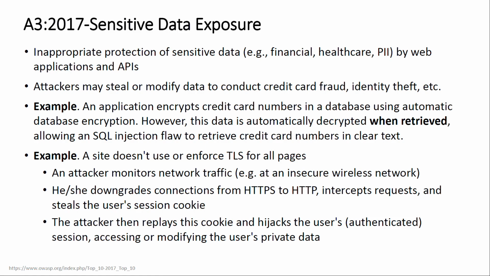An attacker monitors network traffic, for example at an insecure wireless network. He or she downgrades the connection from HTTPS to HTTP, intercepts requests and steals the user's session cookie. The attacker then replaces this cookie and hijacks the user's authenticated session, accessing or modifying the user's private data. So this is important. So you have to always check.